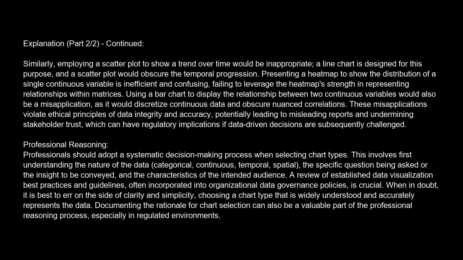Presenting a heat map to show the distribution of a single continuous variable is inefficient and confusing, failing to leverage the heat map's strength in representing relationships within matrices. Using a bar chart to display the relationship between two continuous variables would also be a misapplication, as it would discretize continuous data and obscure nuanced correlations. These misapplications violate ethical principles of data integrity and accuracy, potentially leading to misleading reports and undermining stakeholder trust, which can have regulatory implications if data-driven decisions are subsequently challenged.